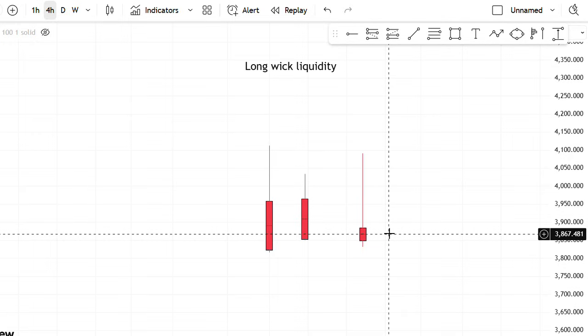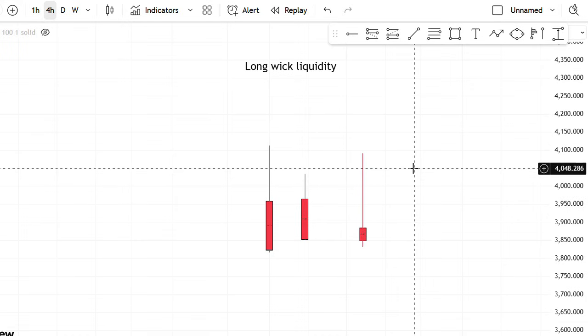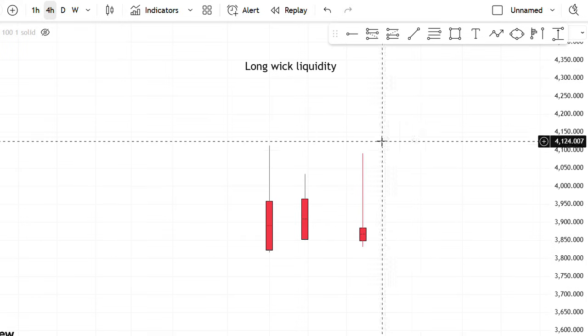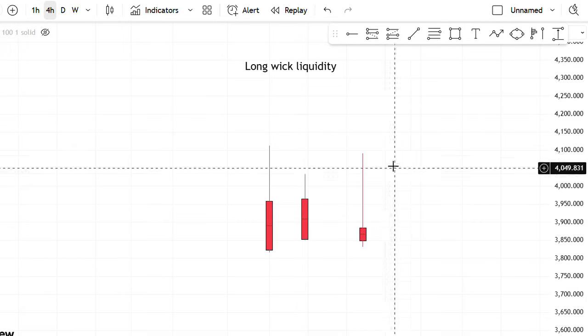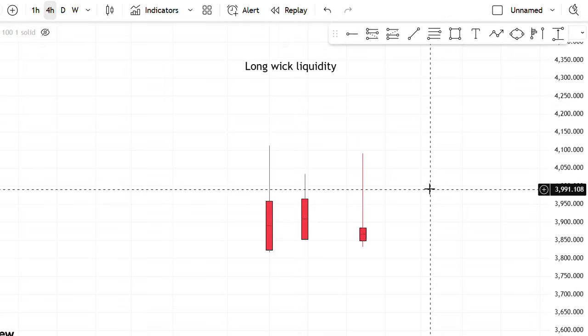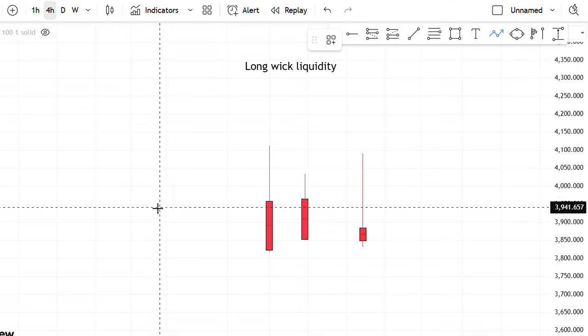Then again, using the long wick liquidity doesn't mean that if I see a long wick liquidity in the market, I will just mark out the high or the low wherever it forms, then wait for the market to take it out, reject, and then buy or sell from there. No, that's not what I mean. Like I said in the previous video, there are other things you look out for before using this long wick liquidity. First thing you look out for is the trend of the market. You have to know the trend of the market.